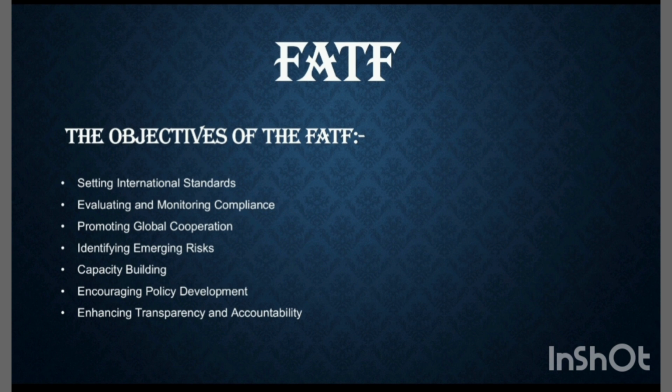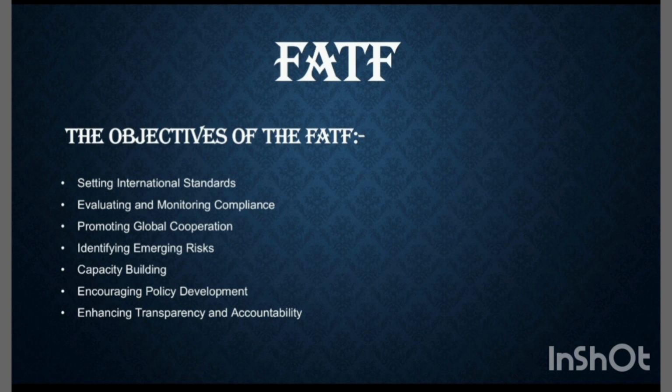The next is encouraging policy development. The FATF encourages countries to develop and implement comprehensive national policies and strategies to combat money laundering and terrorist financing. This includes establishing legal frameworks, regulatory regimes, and institutional frameworks that align with international standards.